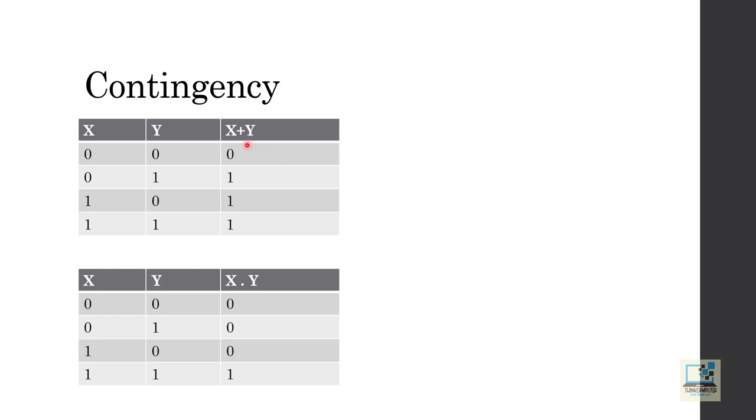Okay. So in the first example, x + y, if I make a truth table of that, so 0, 1, 1, 1 we are getting. So at least one 0 is there and at least one time 1 is there. Same goes for x.y, we are getting the result as 0, 0, 0, 1. So at least one 0 is there and at least one time 1 is present. So these are examples of contingency.